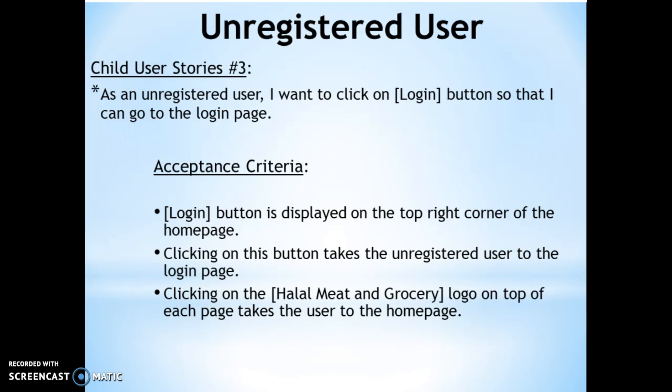This is for the unregistered user, child user story. As an unregistered user, I want to click on login button so that I can go to the login page. Acceptance criteria. Login button is displayed on the top right corner of the home page. Clicking on this button takes the unregistered user to the login page. Clicking on the Halal Meat and Grocery logo on top of each page takes the user to the home page.